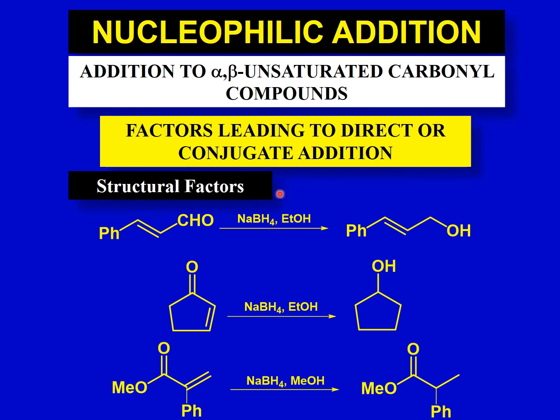So this shows the selectivity of sodium borohydride towards an alpha beta unsaturated aldehyde, ketone, and ester. In case of ester, only the double bond is hydrogenated and the ester remains intact. In case of ketone, you know that both the double bond as well as the carbonyl group have been reduced, while in case of aldehyde, only the aldehyde is reduced to an alcohol.